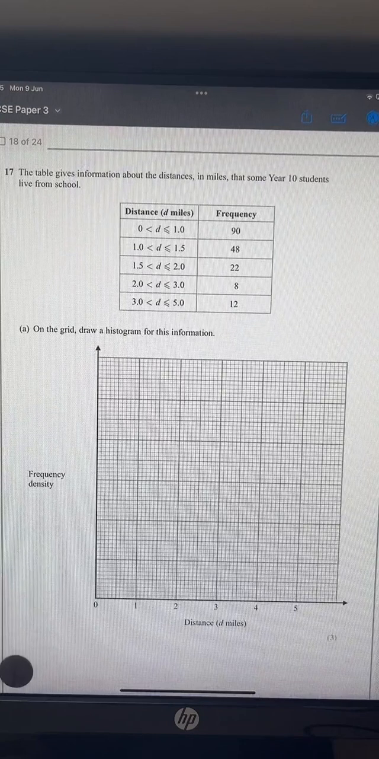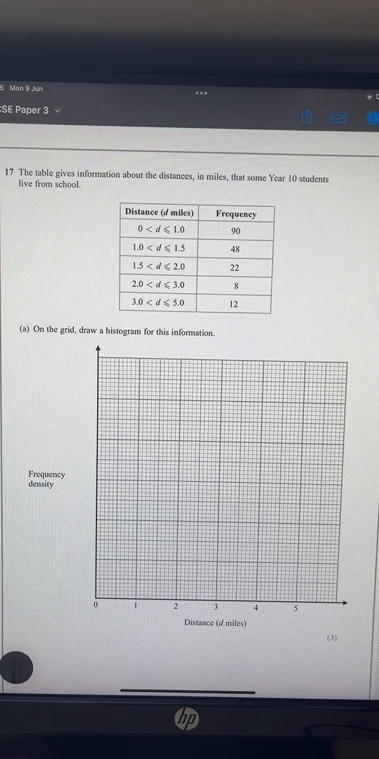So histograms question. I have mixed feelings about this topic. Bounds, yeah, that was the bounds question, the previous one. So histograms, kind of long, but we gotta do it. This table gives information about the distances in miles that some year 10 students live from school. Just draw a histogram. Okay, kind of straightforward if we know how to do it.